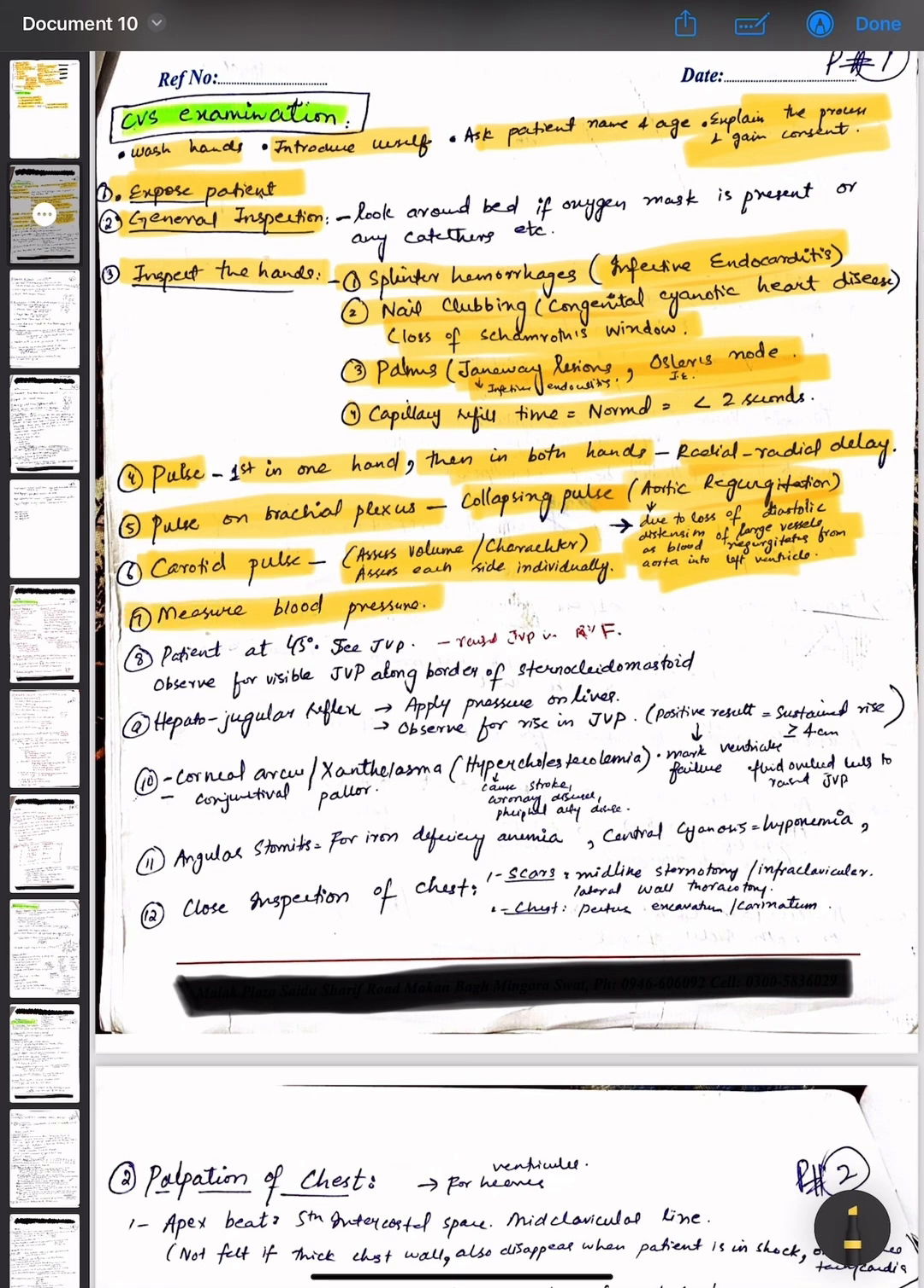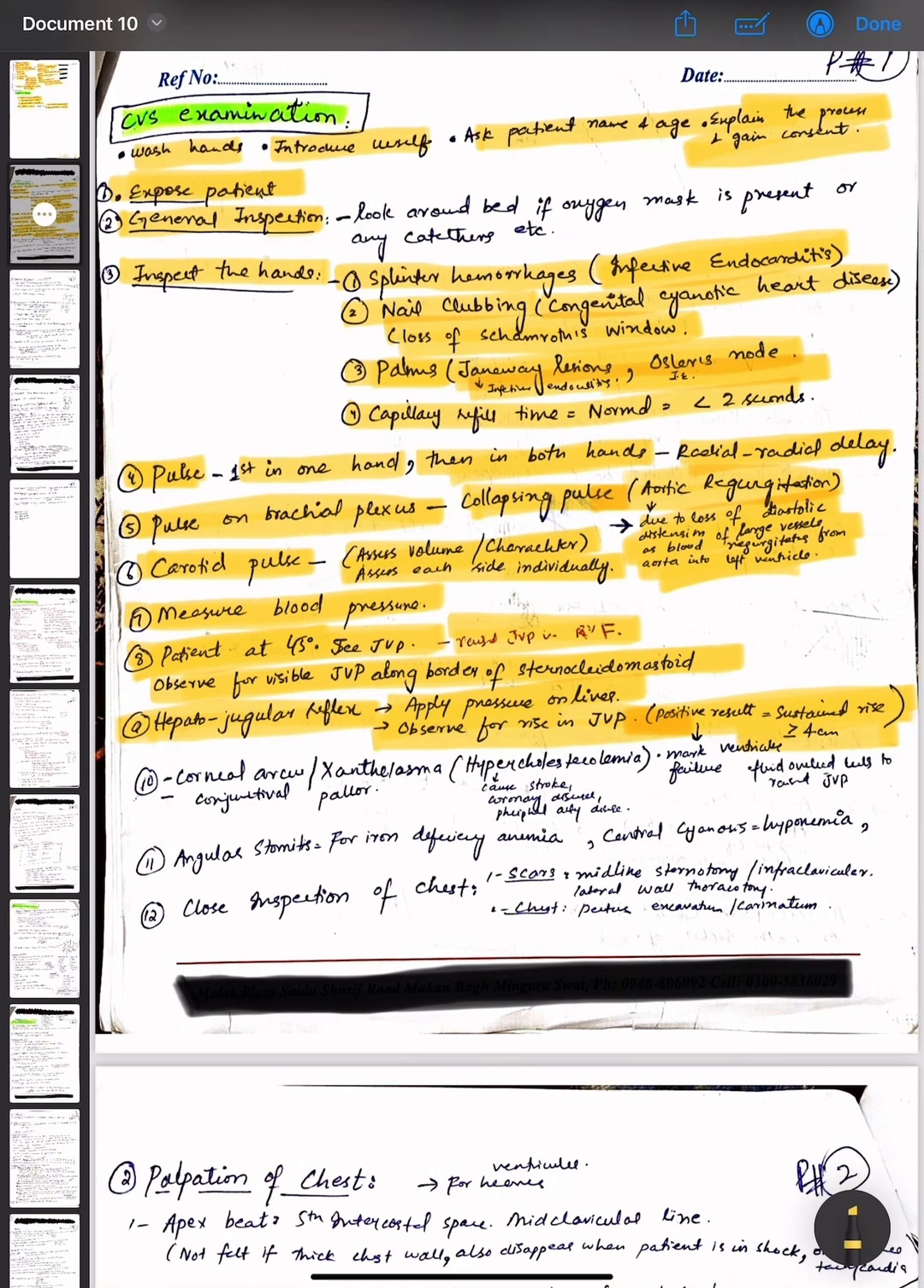Then we place the patient at 45 degrees and look for the JVP. Okay, remember this: to find the JVP, you have to put the patient at an angle of 45 degrees. If the JVP is raised, then it shows right ventricular failure. Observe for visible JVP along the border of the sternocleidomastoid. Then the hepatojugular reflex is checked. Apply pressure on the liver and observe for a rise in JVP. The result is positive if there is a sustained rise greater than or equal to 4 cm.